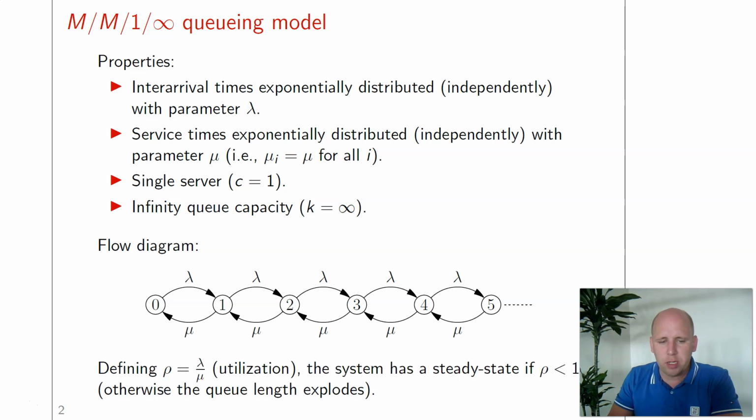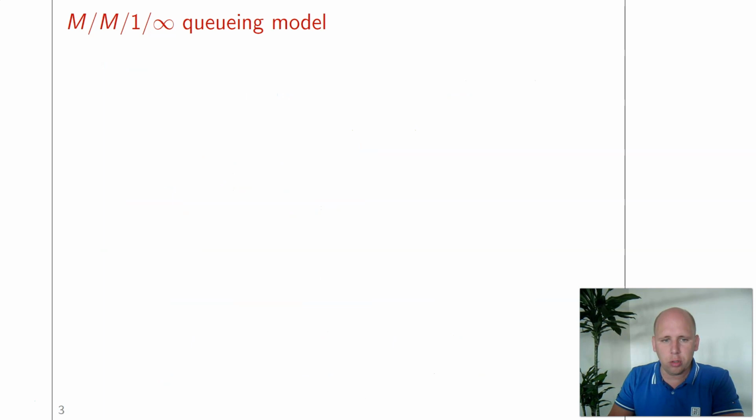We have the utilization rho, and that's lambda over mu. And this rho should be smaller than 1, because if lambda is larger than mu, we have more incoming customers than customers that can be served, and then the system basically explodes. So then the queue length explodes. So we should have a rho smaller than 1 in order to be able to serve all incoming customers.